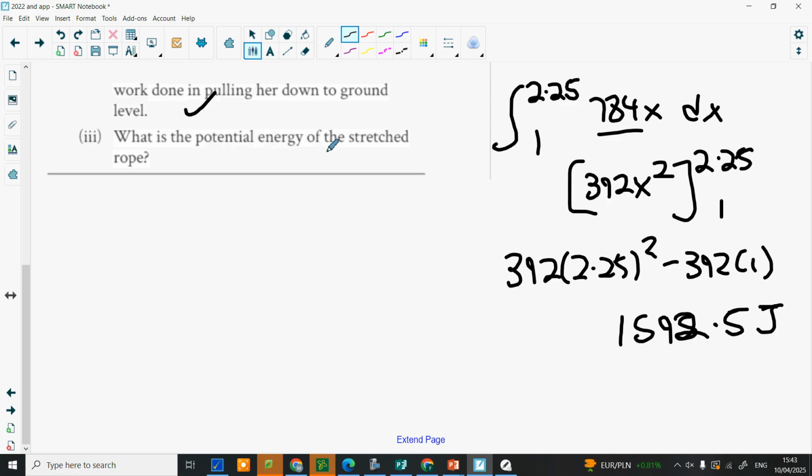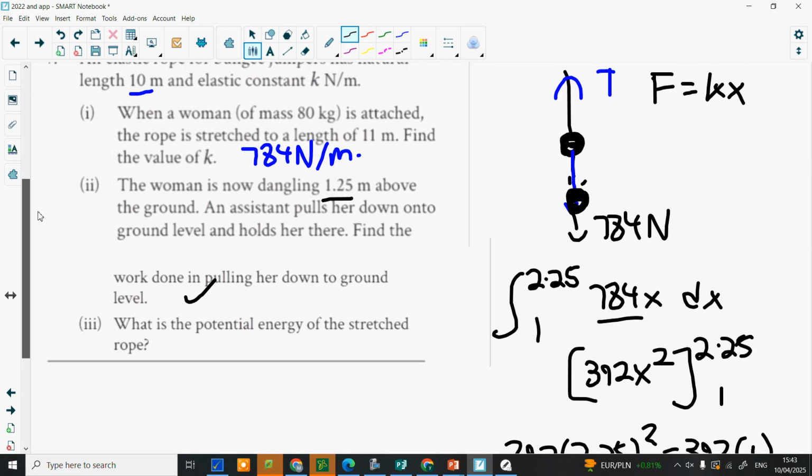What is the potential energy in the stretched rope? Well, the potential energy in the stretched rope would be your total work, isn't it? So, did we actually get the work done in the initial meter? The original meter we didn't, did we? So here's what we have to do. We never factored in the work from 0 to 1, the initial meter.